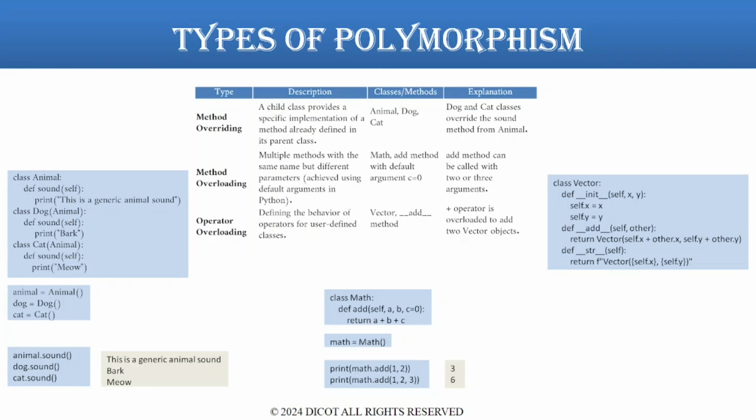You can see the definitions. Now let's create vector objects v1 and v2 and add them up to get a third vector v3. The output in this case is Vector(6, 8).